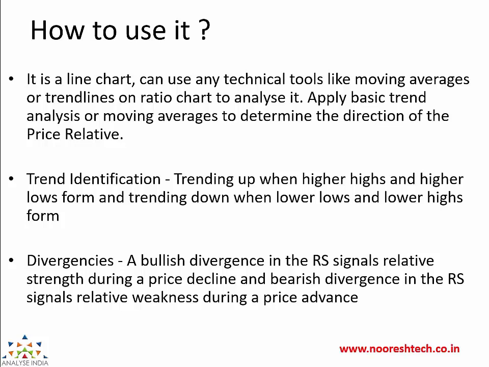A bullish divergence in a ratio chart can be seen when there is relative strength during a price decline, and a bearish divergence can be seen when there is relative weakness during a price advance.